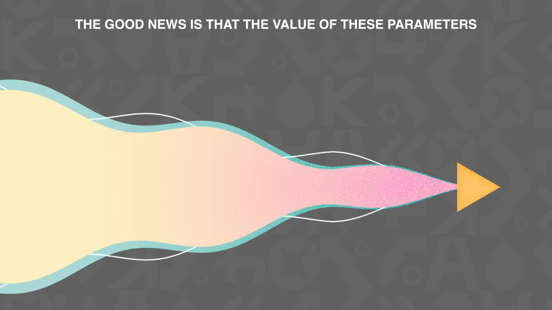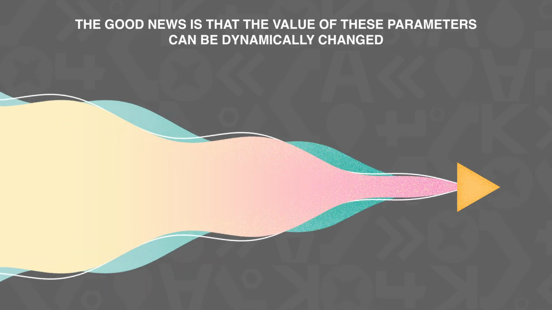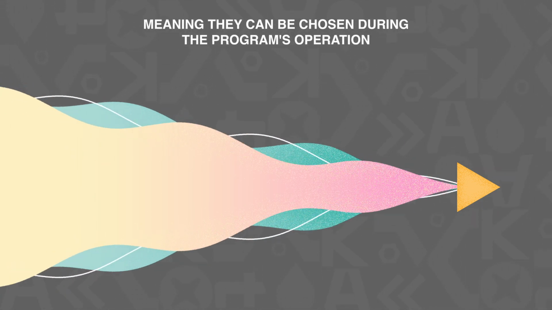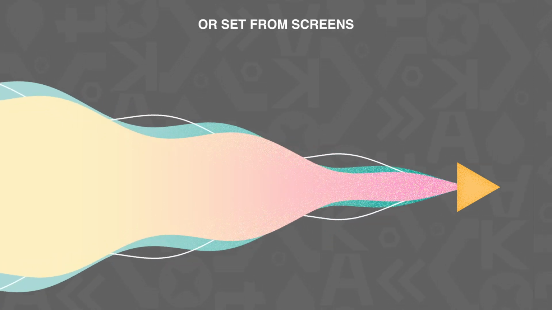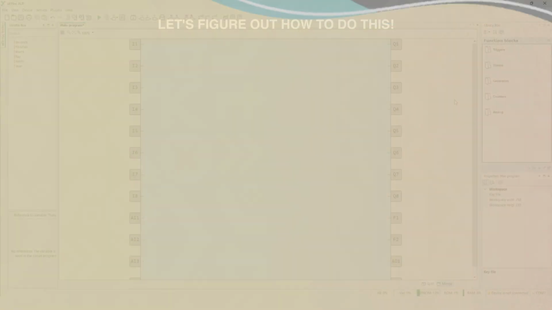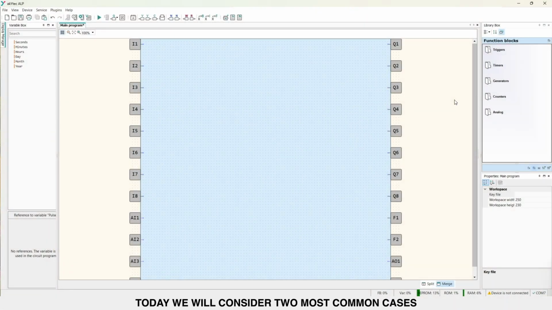The good news is that the value of these parameters can be dynamically changed, meaning they can be chosen during the program's operation or even set from screens or over the network. Let's figure out how to do this. Today we will consider two most common cases. The first case is when we control the parameters of a block using physical signals, for example, a switch. The second case is when the block's parameters will be set from a screen.